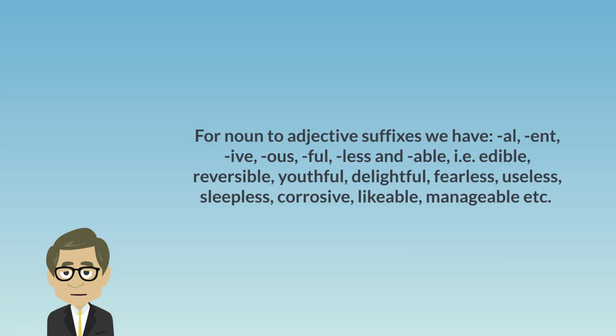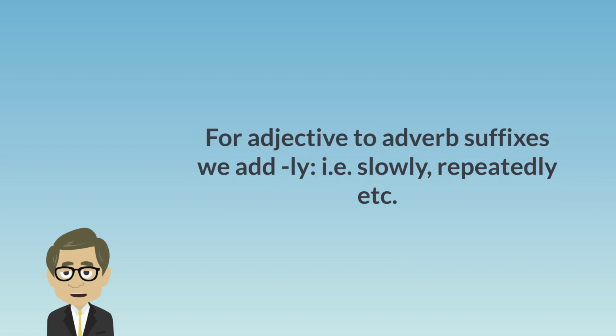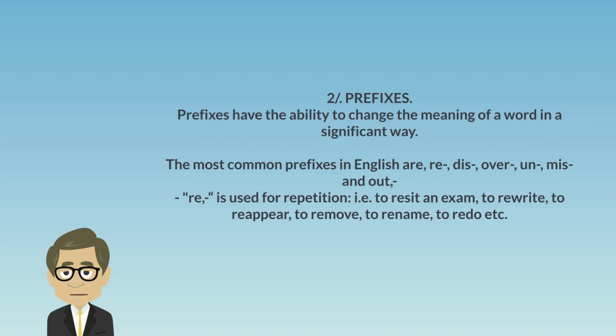For noun to adjective suffixes we have -ent, -ive, -ous, -ful, -less and -able, i.e. edible, reversible, youthful, delightful, fearless, useless, sleepless, corrosive, likable, manageable, etc. For adjective to adverb suffixes, we add -ly, i.e. slowly, repeatedly, etc.